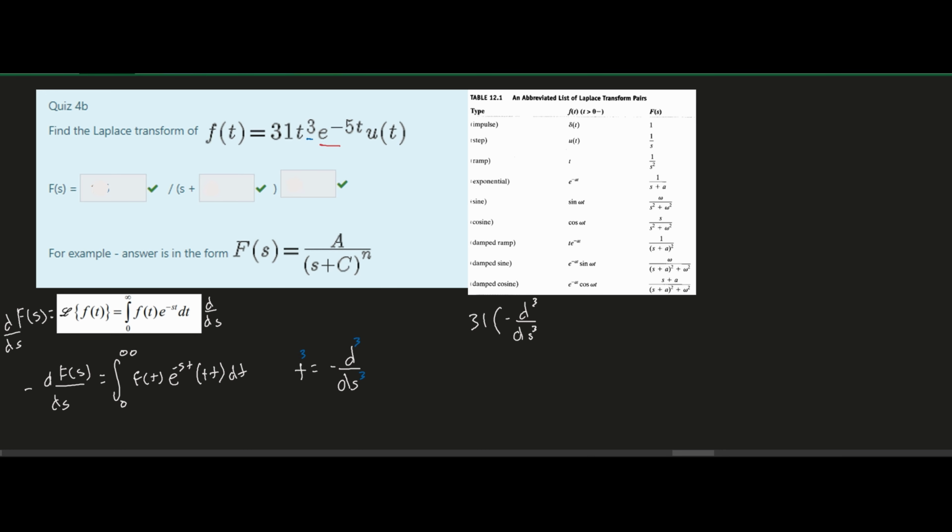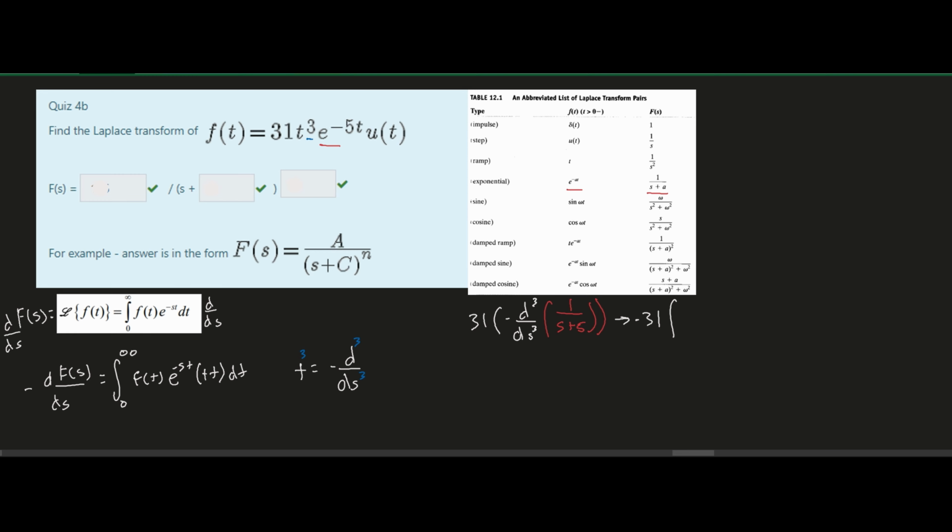Well, for the e negative 5t, we are going to look in here like this. We can see we are going to substitute this in for the Laplace. We're going to have 1 over s plus a. In this case, our a is a 5, so we're going to have s plus 5. This is going to be our equation. We just need to take the derivative of this. So taking the derivative of this, we are still going to have our 31 out front. We'll make it a negative 31. We'll just factor out the negative.